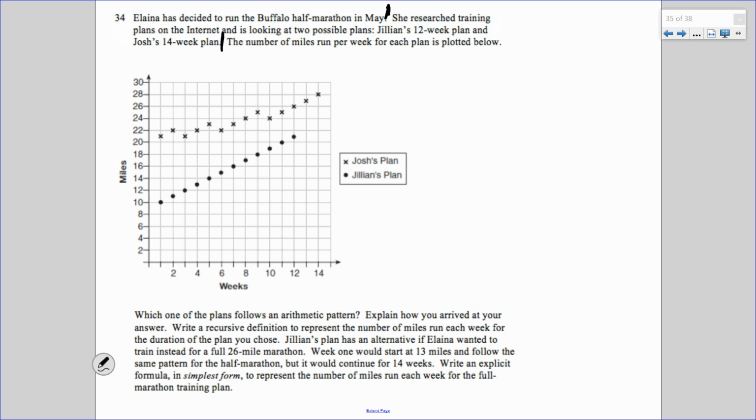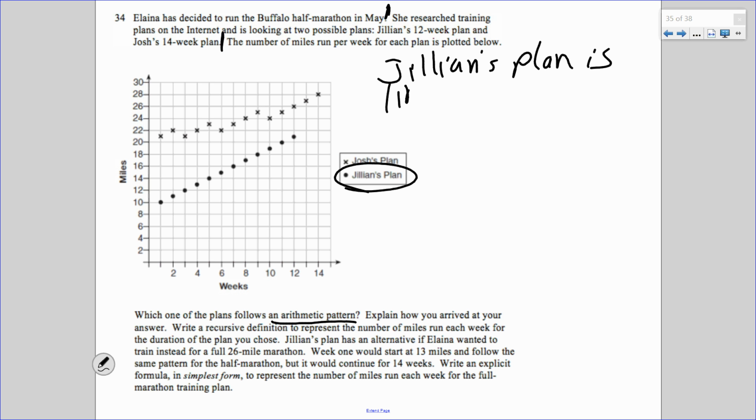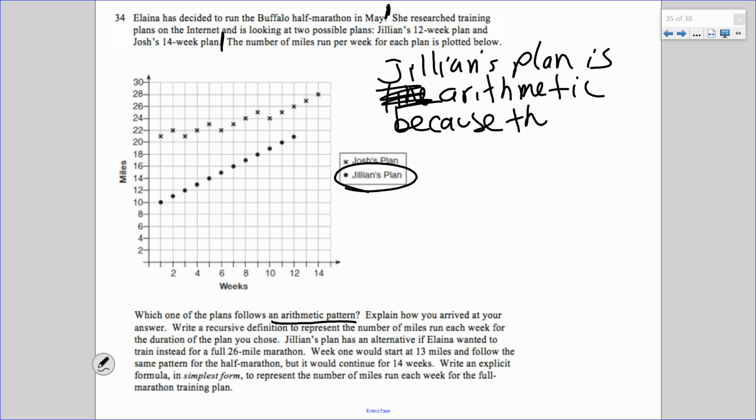Which one of the plans follows an arithmetic pattern? Well, arithmetic is linear. Which one is linear? The dots, which is Jillian's plan. Explain how you arrived at your answer. Jillian's plan is linear. Is arithmetic. Because the graph is linear.